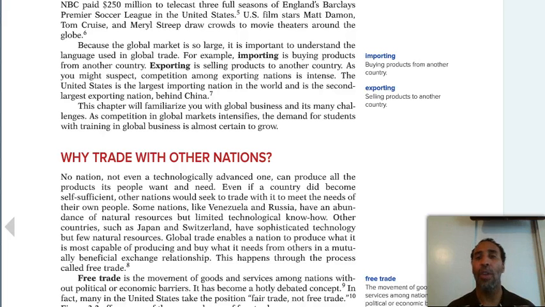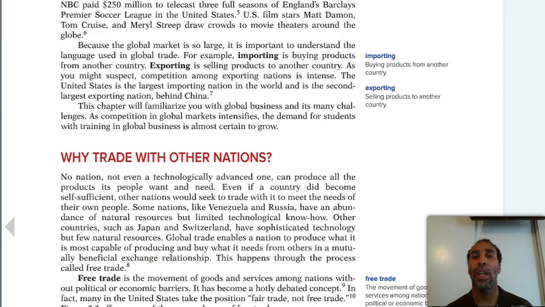Two terms that you have to know: importing and exporting. Importing is buying products from another country. Let's say the United States doesn't produce copiers, so we buy those copiers from another country. Exporting is selling products to another country. So let's say that country we're buying the copiers from doesn't have radios, so we send them or sell them radios. So importing and exporting, you have to know.